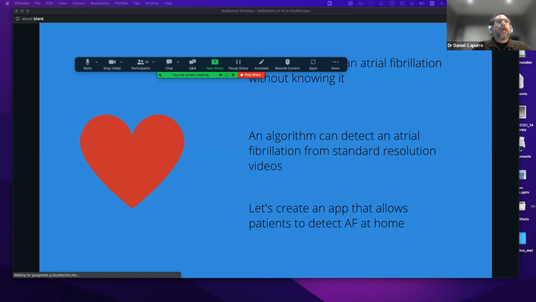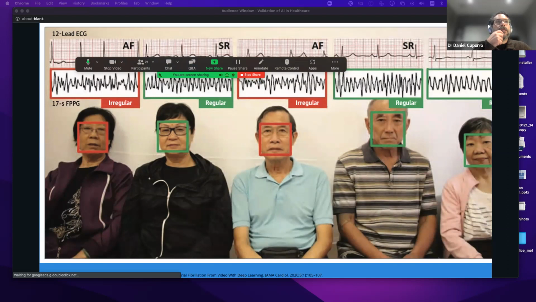And this is not science fiction. This is something that actually exists. And here, this is the paper. It was published in JAMA Cardiology. And here you can see the output of the AI, and it's classifying each individual based on how the volume of their faces changes over time, whether it's regular or irregular, based on the heartbeats, and classifying patients whether they have or don't have atrial fibrillation. And on top, you see the exact EKG trace that corresponds to the underlying video image.